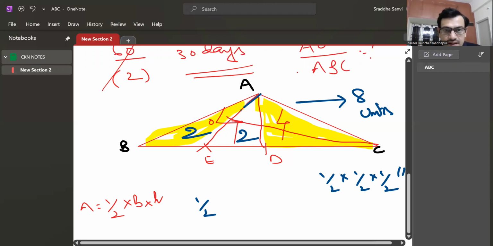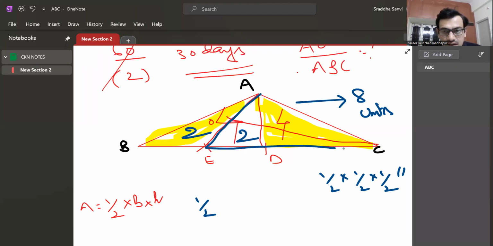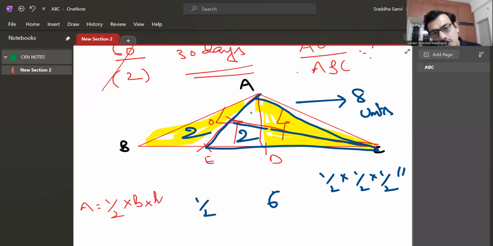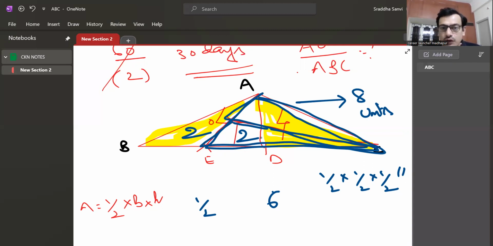So if I understand, AEC total triangle area is 2 plus 4, 6 units. In 6, there is a half. 6 has to become 3. So this area, I mean to say AOC area, is 3 units. OED area is also 3 units. So there is 3 units for AOC. My answer is 3 by 8.